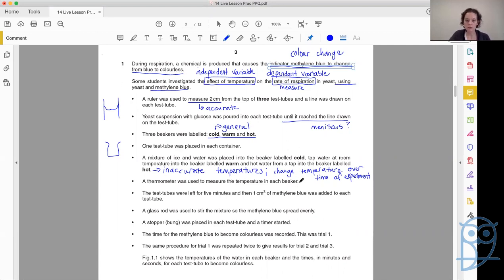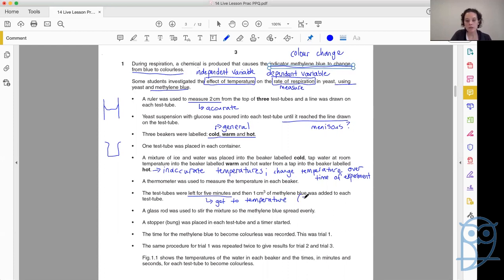That's okay, that's straightforward. Test tubes were left for 5 minutes. And then 1 centimeters cubed of methylene blue was added to each test tube. Left for 5 minutes. That's quite an important instruction, because remember, we've got yeast suspension in these test tubes, but the yeast suspension is all at room temperature. So we're giving the yeast suspension time to adjust to the temperature of the beaker. So the cold one's going to get cold, the hot one's going to get hotter, the warm one is going to be still at room temperature. So leaving for 5 minutes, get to temperature.